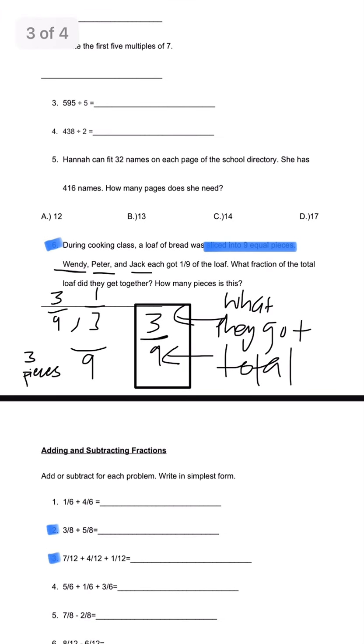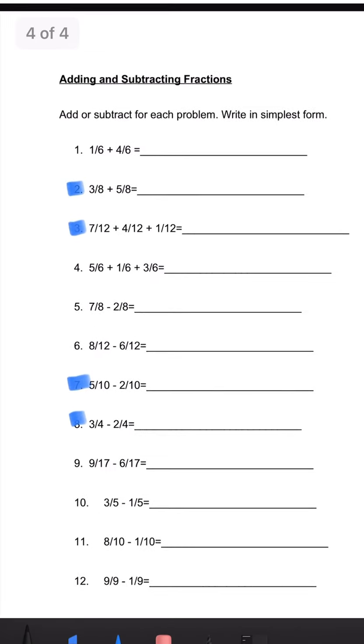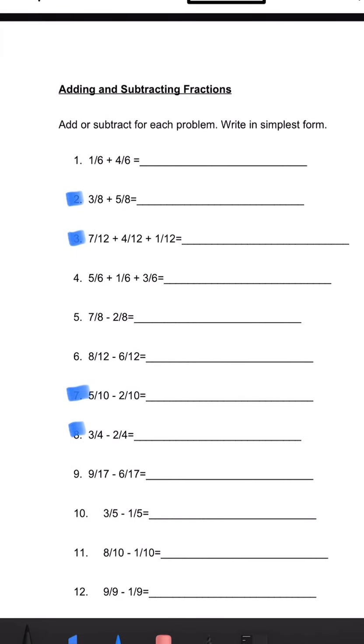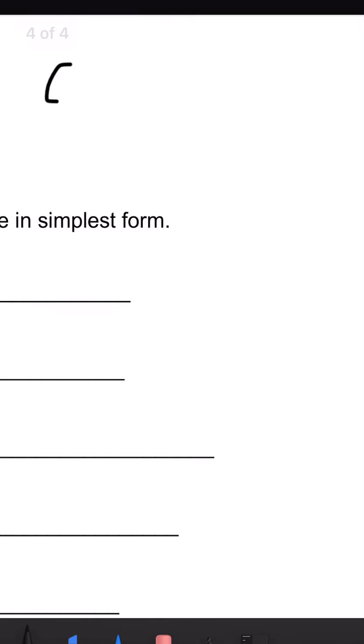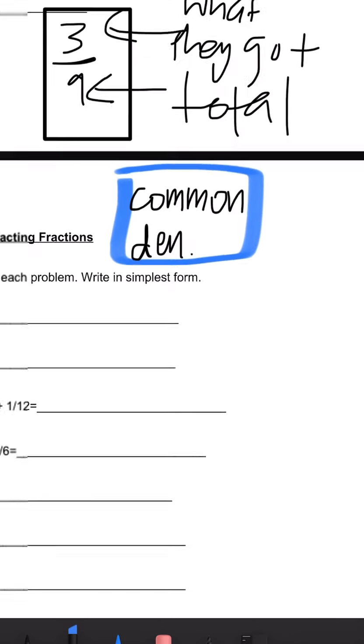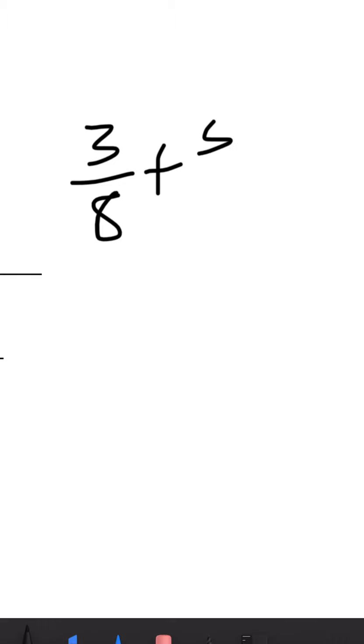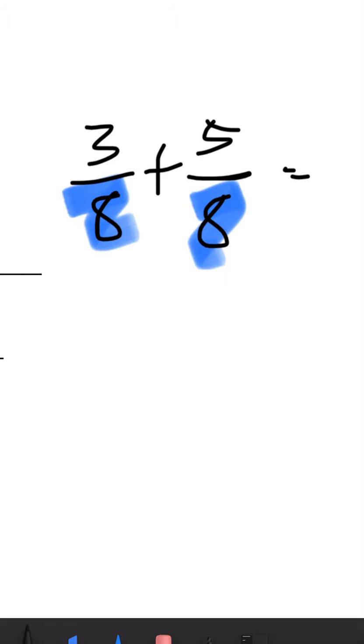Okay, let's move on to page number 4, our final page, adding and subtracting fractions. So it says add or subtract for each problem, write in simplest form. I'll write it again up here, but we need a common denominator for all of our problems. Number 2, we have 3/8 plus 5/8. We see that we have a common denominator of 8, so we're going to carry that over.